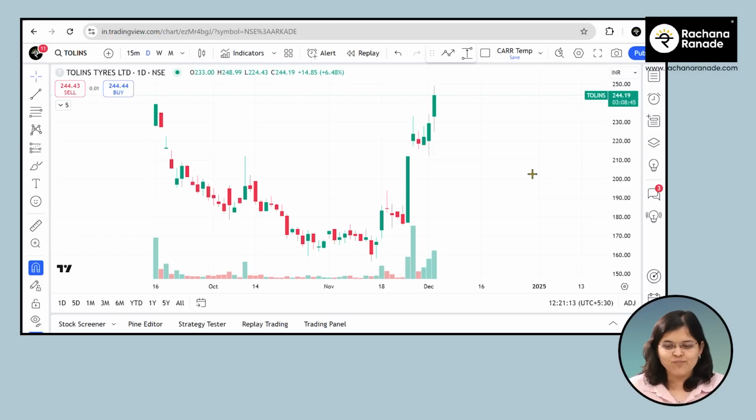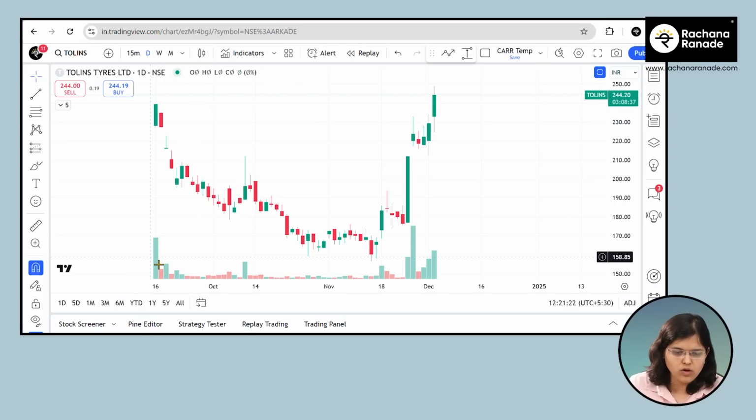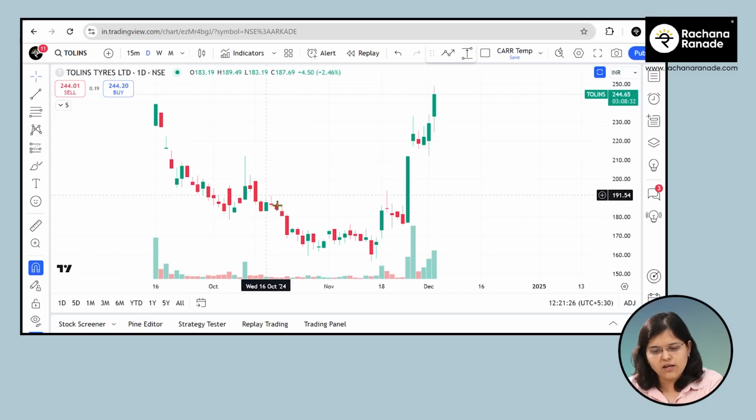Now let's move on with the third methodology for identifying reversals, and that is based on gap theory. And for the explanation of the gap theory, I'm going to take one more example, which is of Tollins tires, and for that have a look at this. Now if you see here, the stock is a comparatively recent listing, listed in September 2024. You can see the first month the price was solid, the volume was also good, but post first month the stock started to see a good selling pressure.